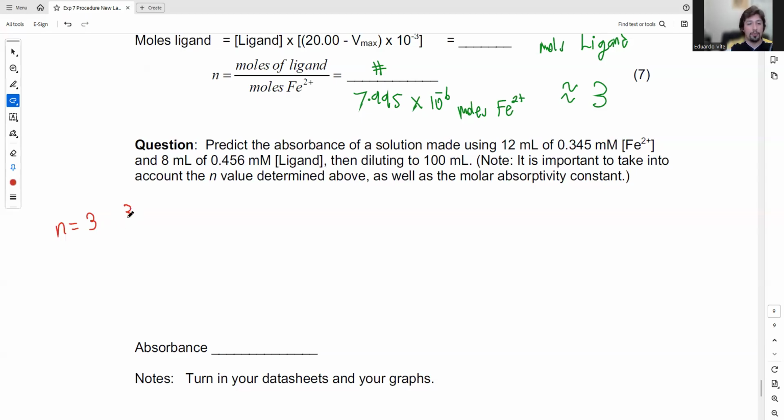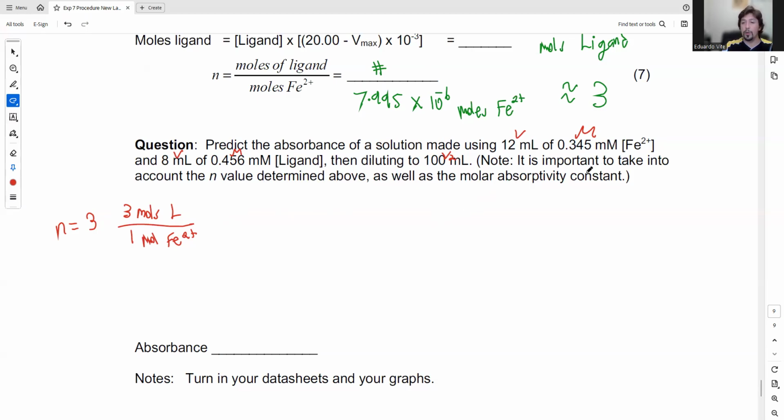So that means I have 3 moles of ligand for every mole of Fe2 plus. It's just a molar ratio, really. It's as if we were doing an equation. We just haven't used the formula. So it says, predict the absorbance of a solution made using, look, here's a volume, here's a molarity of Fe, and look, here's a volume, and here's a molarity of ligand, diluting to 100, here's a V2, pretty similar to the calculations that we just did.